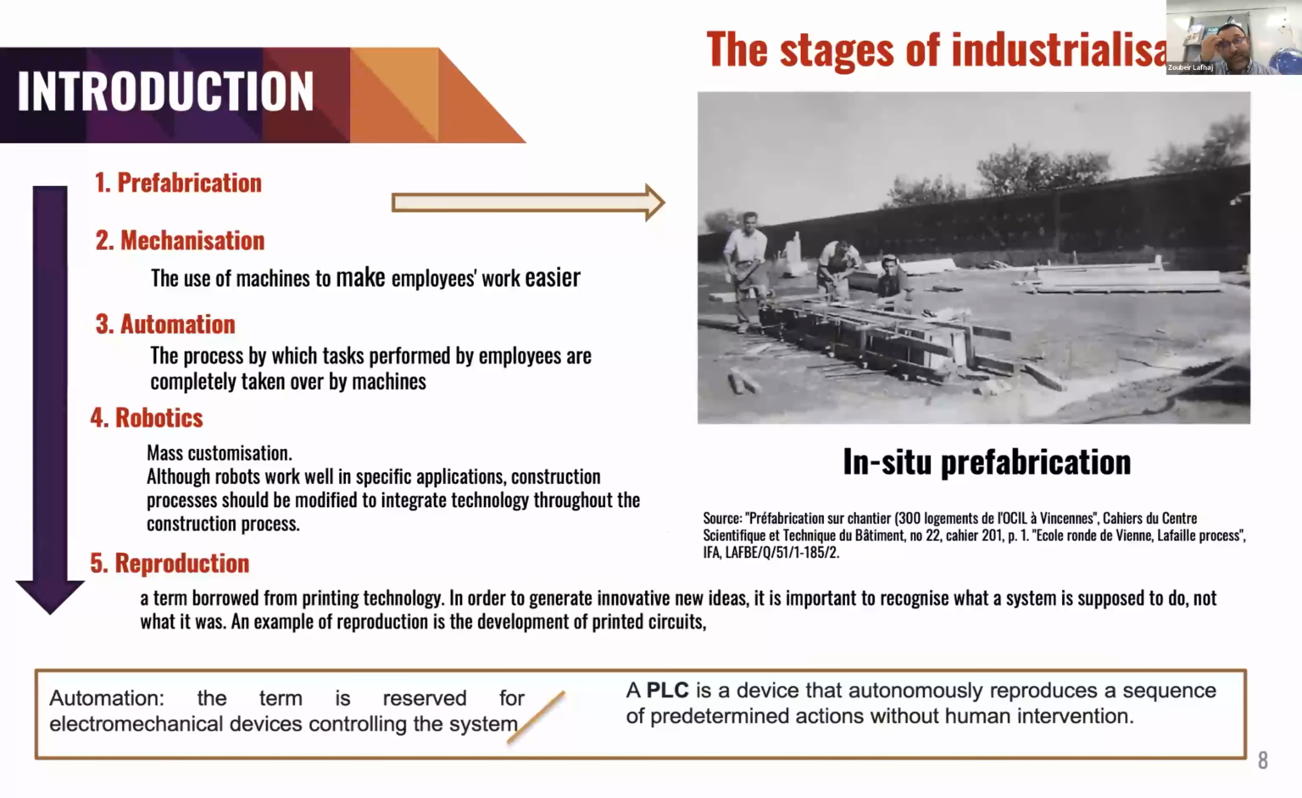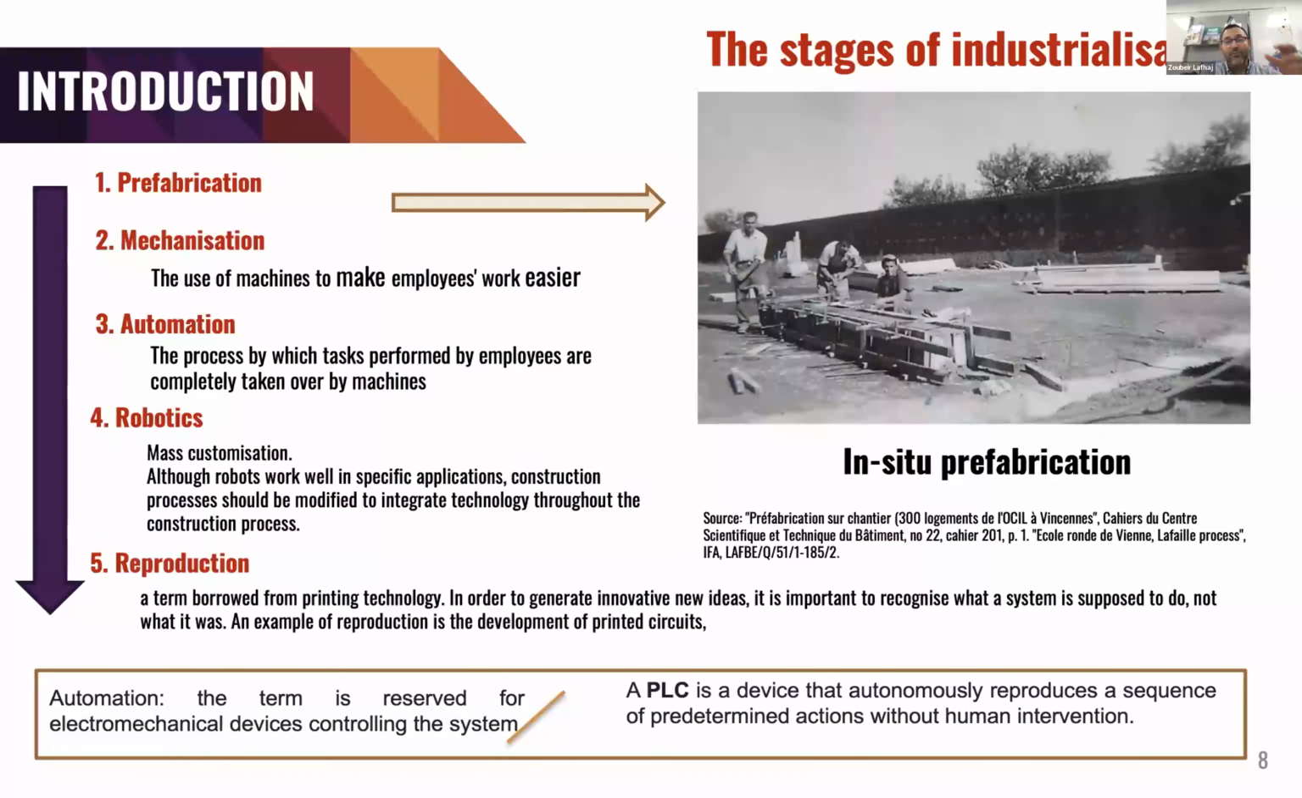What are the steps of industrialization? Because there are a lot of people who thought that we can do robotization very quickly. And this is really important, that there is some work which was done. For the industrialization, there is prefabrication in the beginning. Then we have to think about mechanization. Then we have to think about automation, and automation is not automatic. So this is very important to know. Then we can think about robotization or robotics. And then we can think about reproduction.